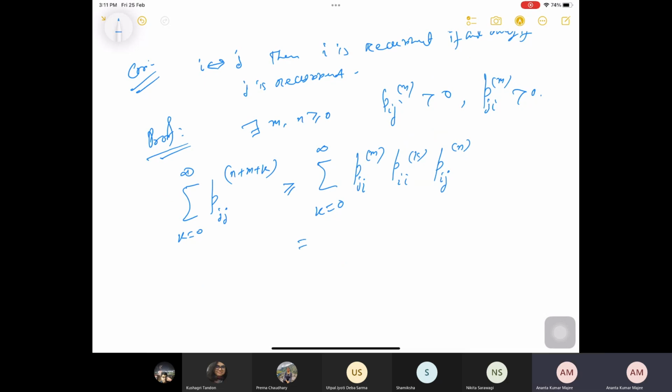So now this is over the sum. I can take out these two. Sorry, I made a mistake, the sum is over k, yeah, it is okay. So I can take these two out. This is Pji of m, Pij of n, and then the summation over k equal to 0 to infinity of Pii of k.